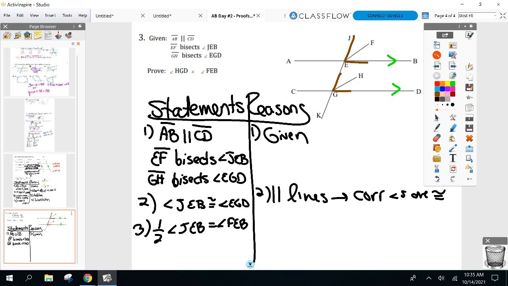And then tell me the other angle you're taking half of. We're taking half of EGD. And what are we calling that one? Zach? HGD, the other one in the proof statement. And where are we at this point? What type of angle? Why can I take half of it? It's not halves of equal quantities. Something in the given said you're going to take half of them. Definition of bisects, yeah. Or of a bisector.